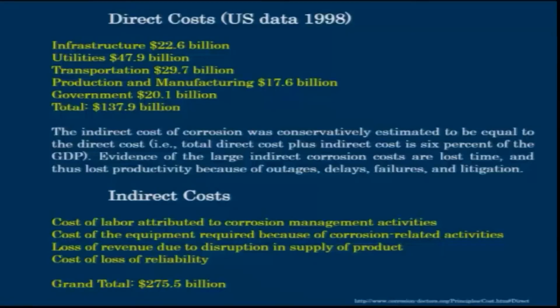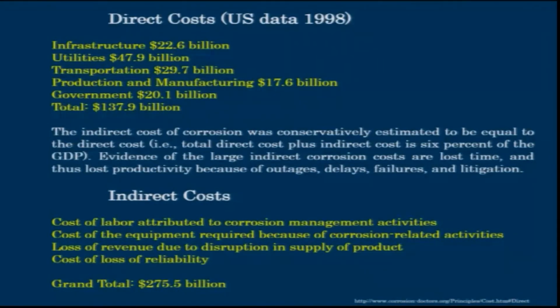And then finally what happens, you have to throw that particular bogie, and it is a loss of money. Then production and manufacturing around 17.6 billion, government expenditure 20.1 billion, total around 137.9 billion. Indirect cost is a kind of cost of labor attributed to corrosion management activities.